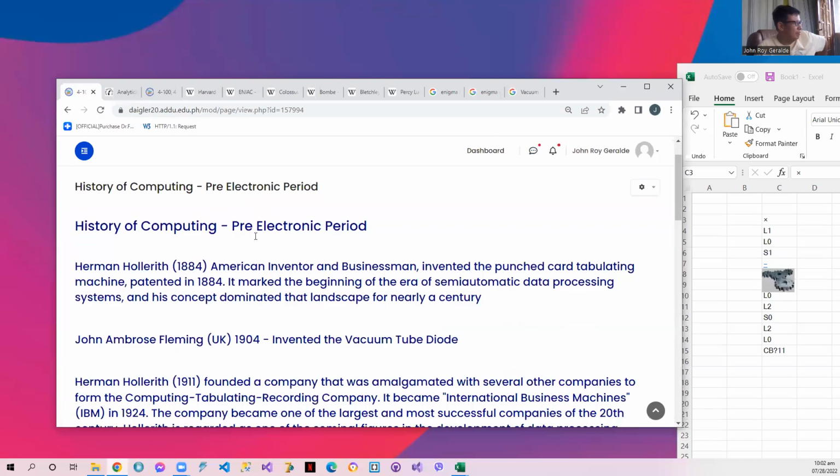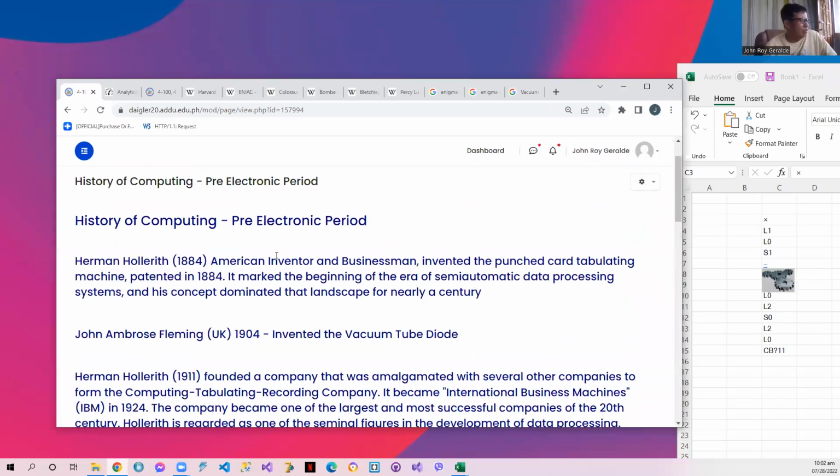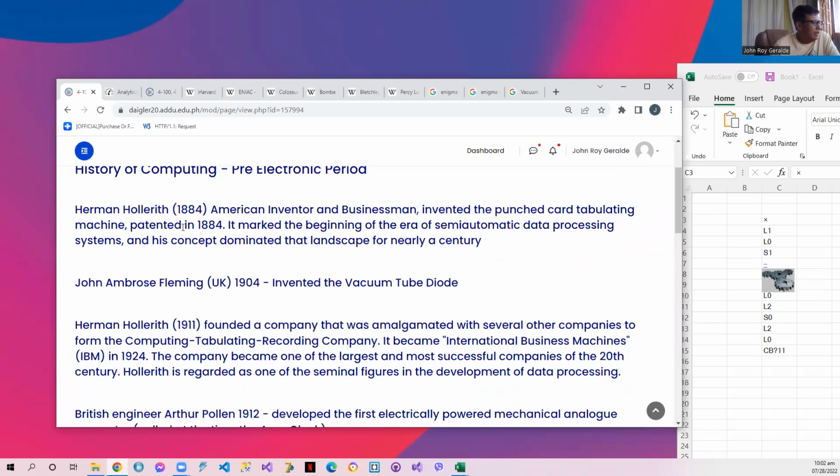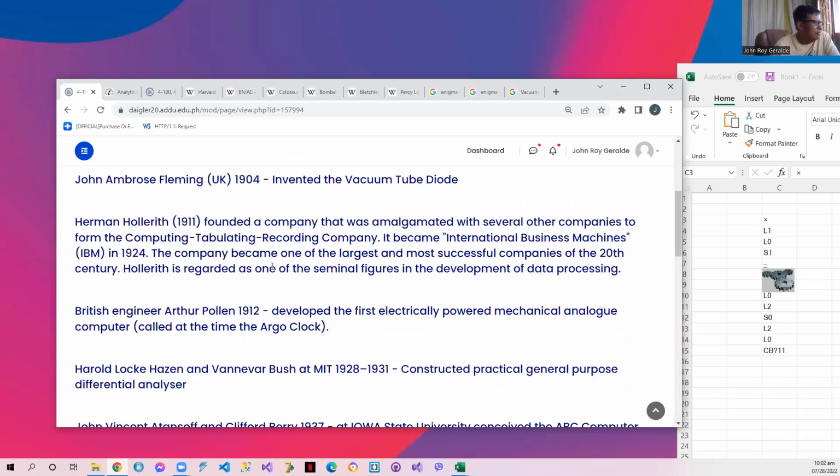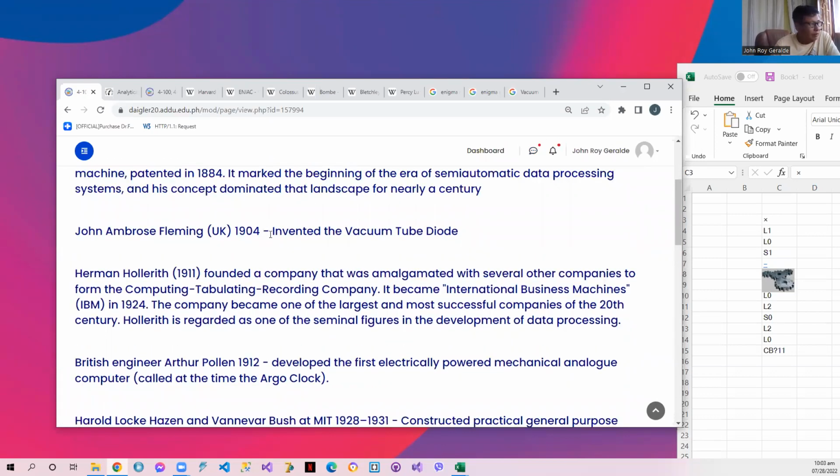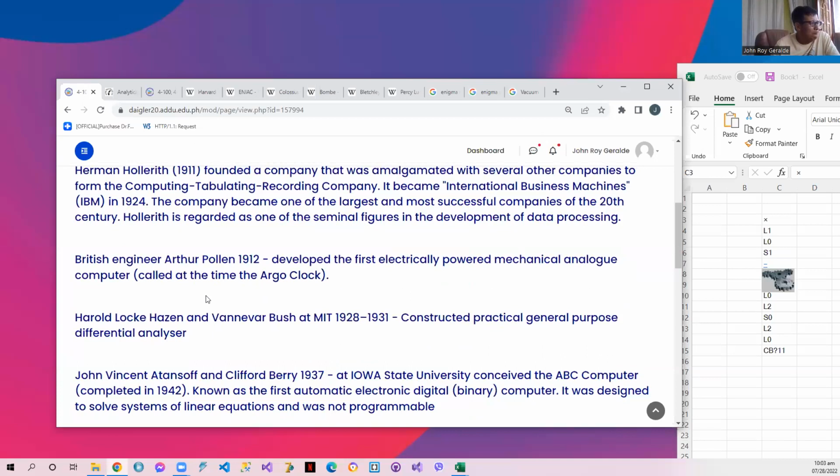So this is the brief history in both the UK and the US. 1884 was the invention of the punch card, and 1904 is the invention of the vacuum tube diode, which was later used in ENIAC. Herman Hollerith founded IBM. It was then named Computing Tabulating Recording Company in 1911, and was formally renamed IBM in 1924.